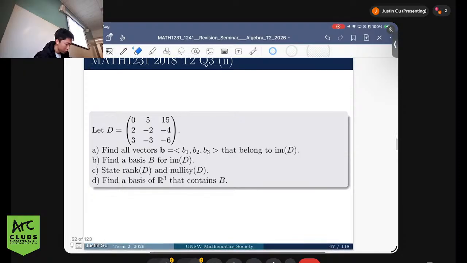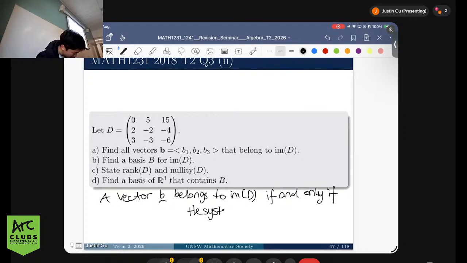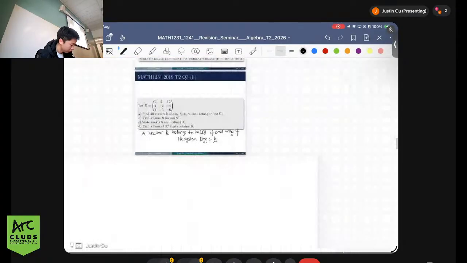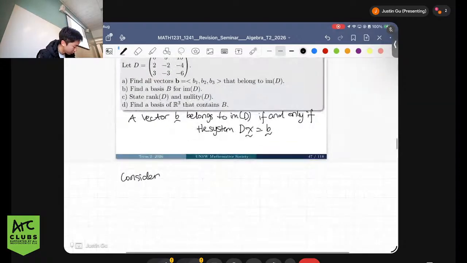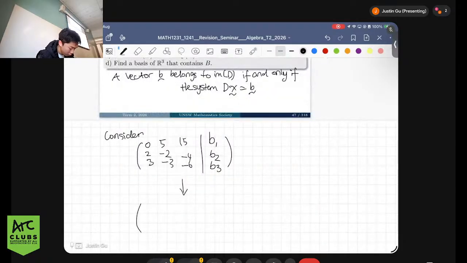Okay, I'm going to go through this question. First of all, I'm going to say that a vector B belongs to the image of D if and only if the system Dx equals B. We then consider the matrix here: 0, 2, 3, 5, minus 2, minus 3, 15, minus 4, minus 6, with B1, B2, B3. Once again, we row reduce it.